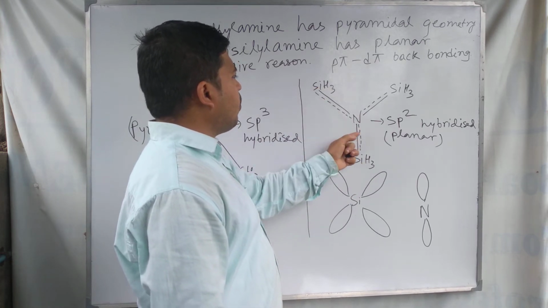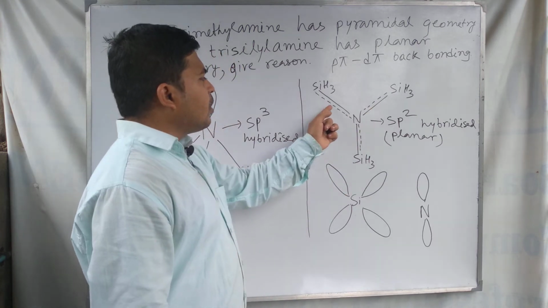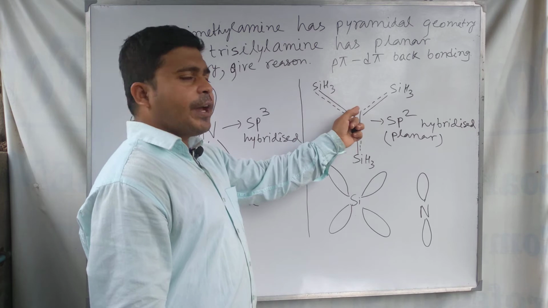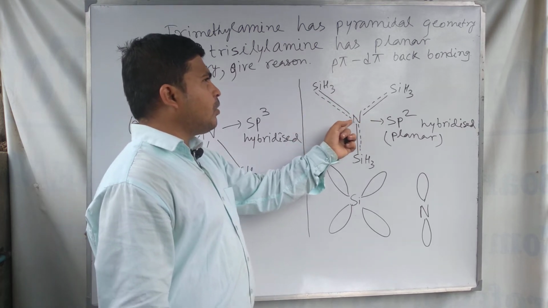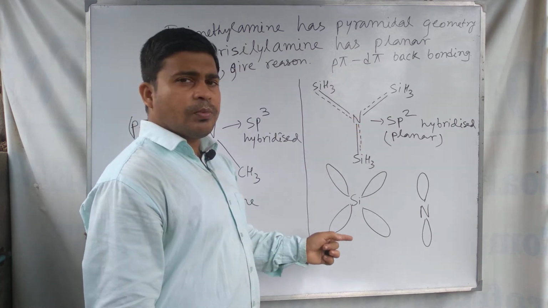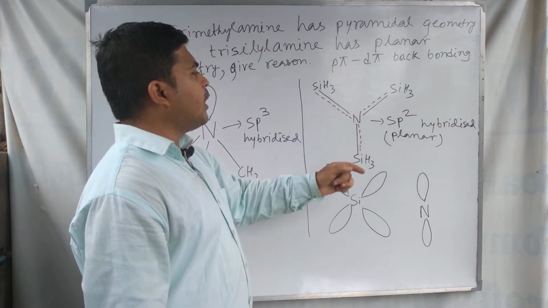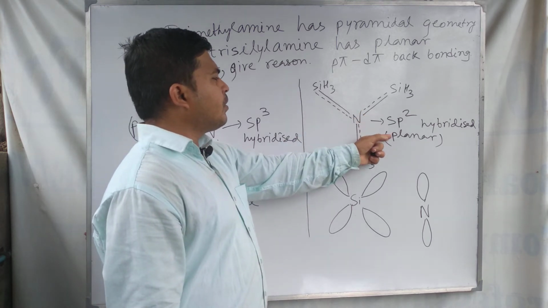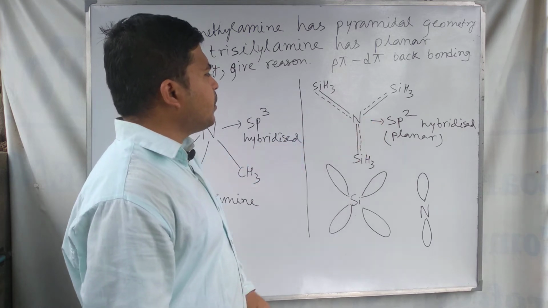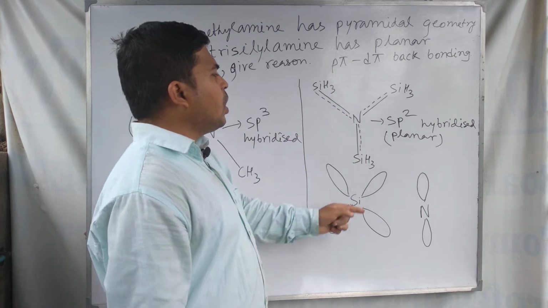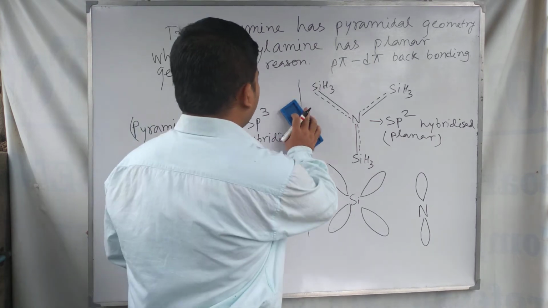With 3 silicon atoms, this type of pp back bonding forms, and as a result of this back bonding, the nitrogen atom loses its donation property. The donation property of the nitrogen atom is lost by the formation of back bonding of the lone pair present on nitrogen, and as a result this molecule has sp2 hybridization of nitrogen, and the shape of this molecule is planar. Here you can find the formation of pp bonding.